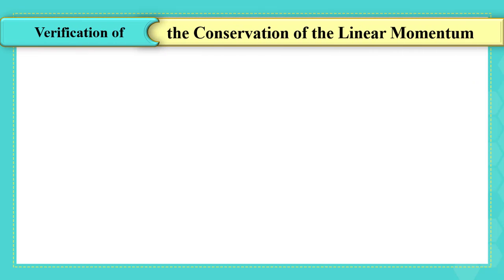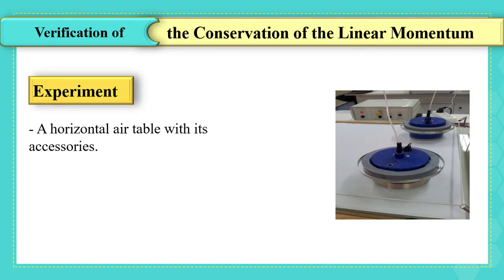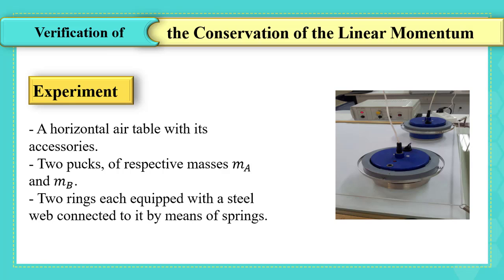You should have watched the previous video about verifying the conservation of linear momentum experimentally. In this part, we are going to re-explain the method in our way. First, we need a horizontal airtable with its accessories, two pucks of respective masses MA and MB, two rings each equipped with a steel web connected to it by means of springs.